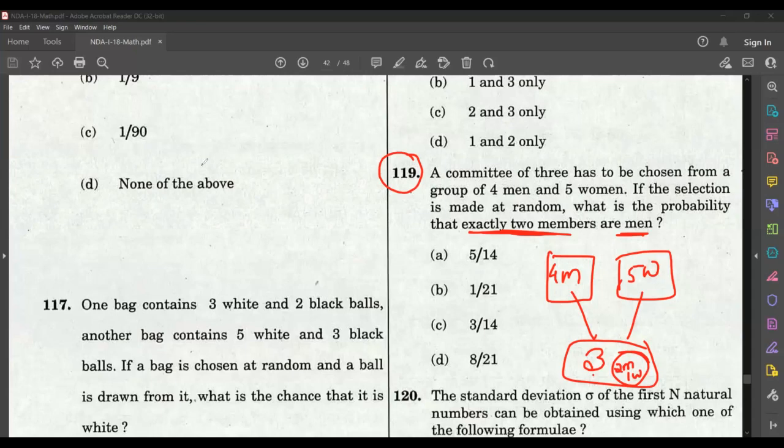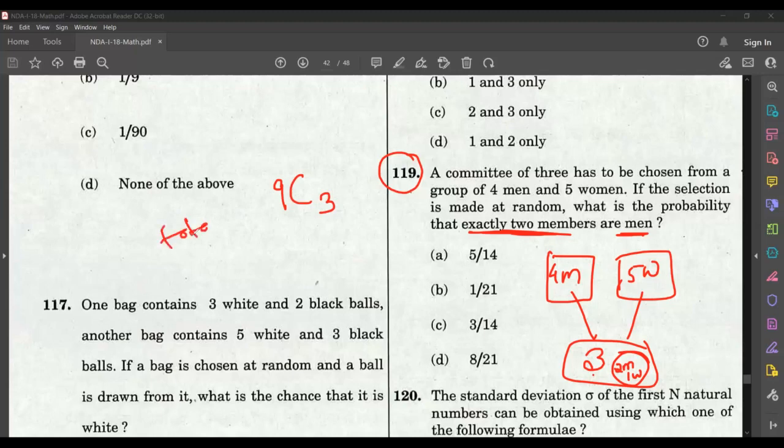Easy question, no? Very easy question. See, you have total how many ways of taking? So we have totally 9 people. From that 9 people, we need 3 people. So 9C3. So number of ways of choosing 3 people from total 9 people, isn't it?